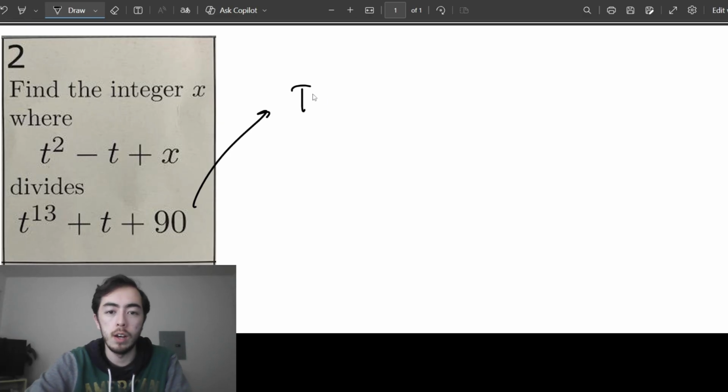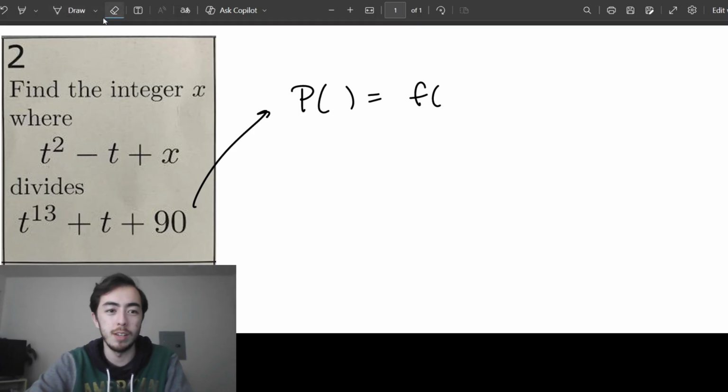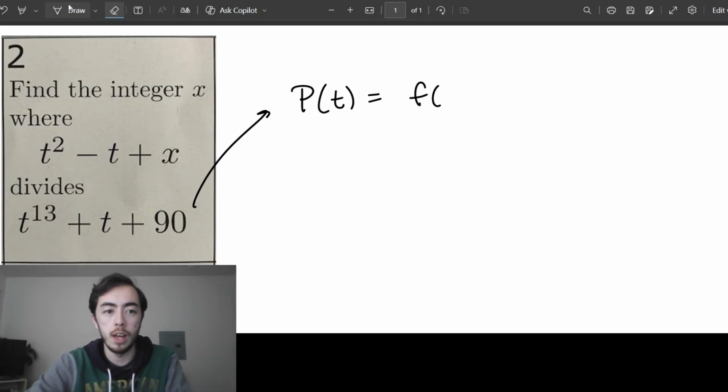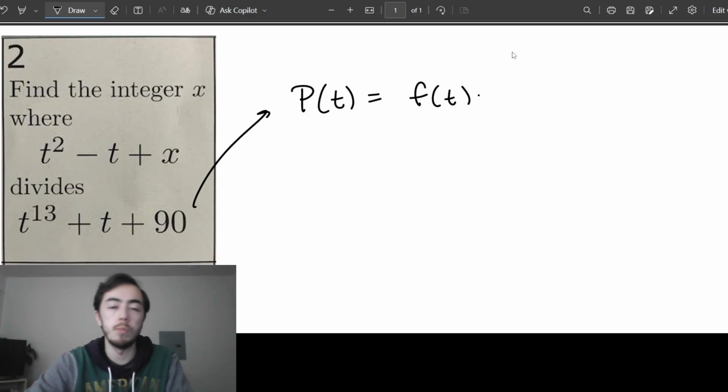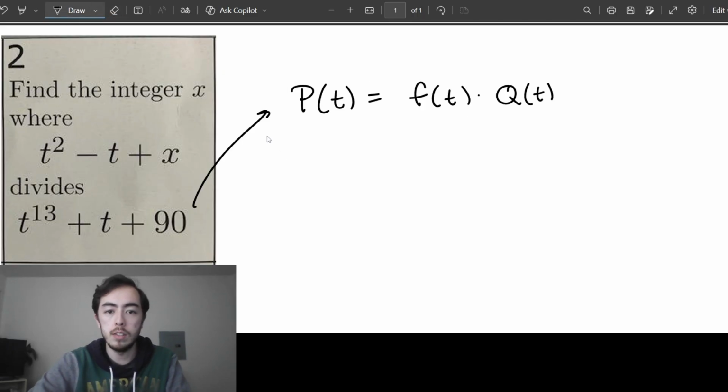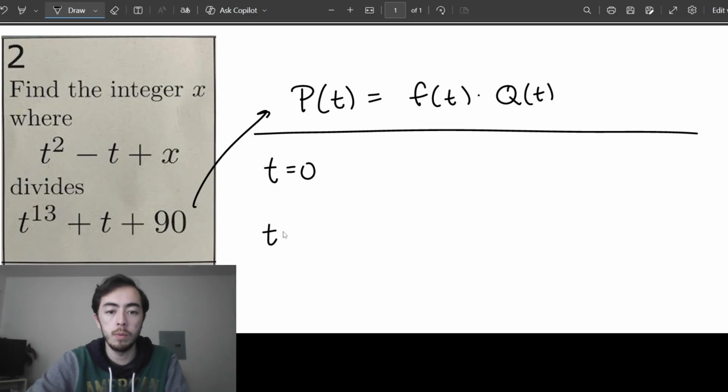I showed earlier how our big polynomial, which I'll just call p of t, should be equal to our original polynomial, f of t, times some other polynomial. This is that degree 11 polynomial. I will just call it q of t, q for quotient, because that's what we get when we divide p of t by f of t. And let's see what happens if we set t to some easy values, say 0, 1, and then -1.